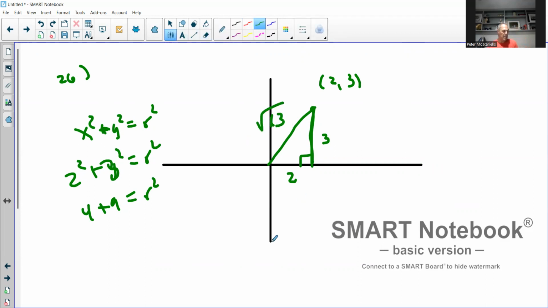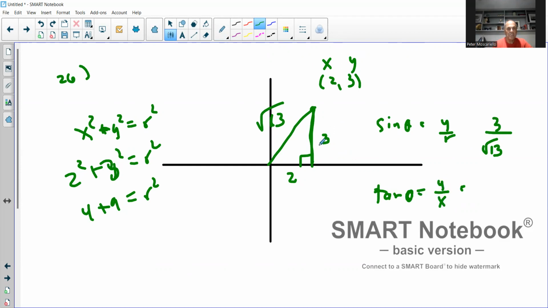Just Pythagorean theorem on that. So this is obviously your x, and that's your y. There it is. So x is 2, y is 3, and r by Pythagorean theorem is root 13. So now, if you have to find sine theta, it's y over r, which is 3 over root 13. If you have to find tangent theta, it's y over x, which is 3 over 2.